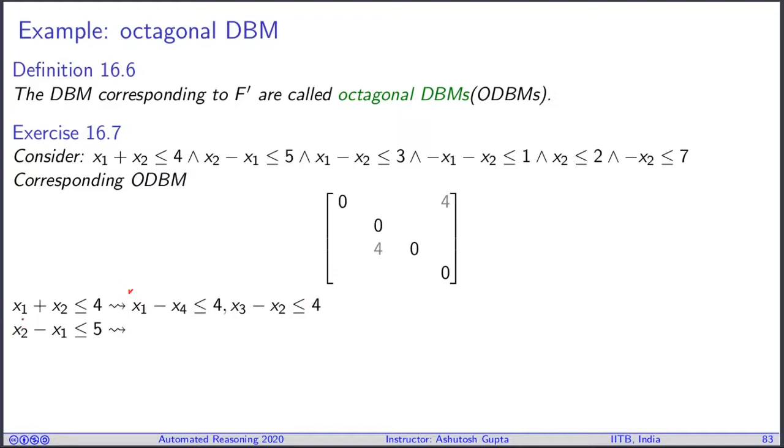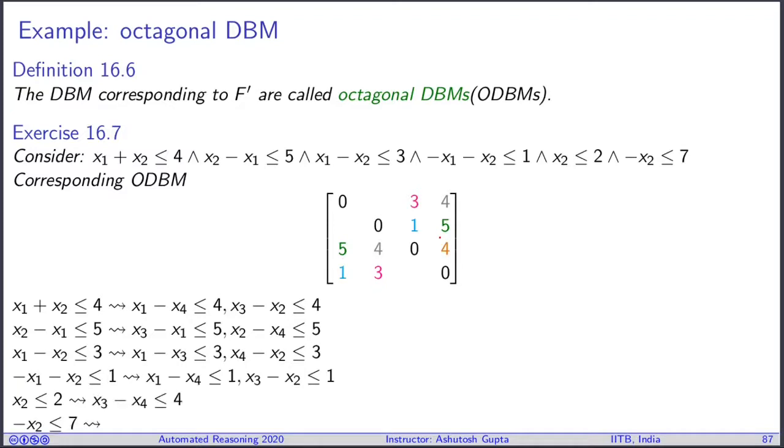Let's suppose x1 goes to x1, its positive representation, and x2 goes to x4 as its negative representation. That means it becomes x1 minus x2, and x3 is the positive representation of x2, and x2 is the negative representation of x1, and then you write x3 minus x2, that is also less than or equal to 4. So if you write them down, it comes like 4 and 4 in these positions. Similarly, x2 minus x1 gets encoded like these constraints, and if you write them, you get 5 and 5. And similarly, you keep writing them, and you find these entries showing up.